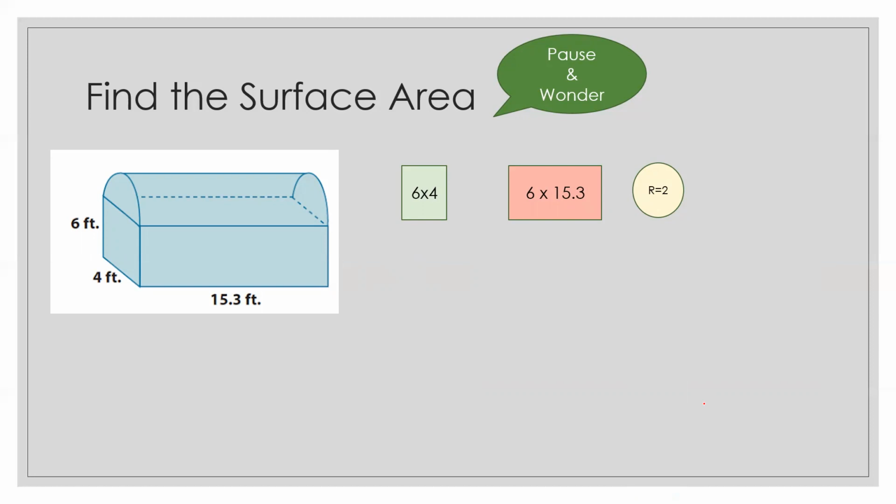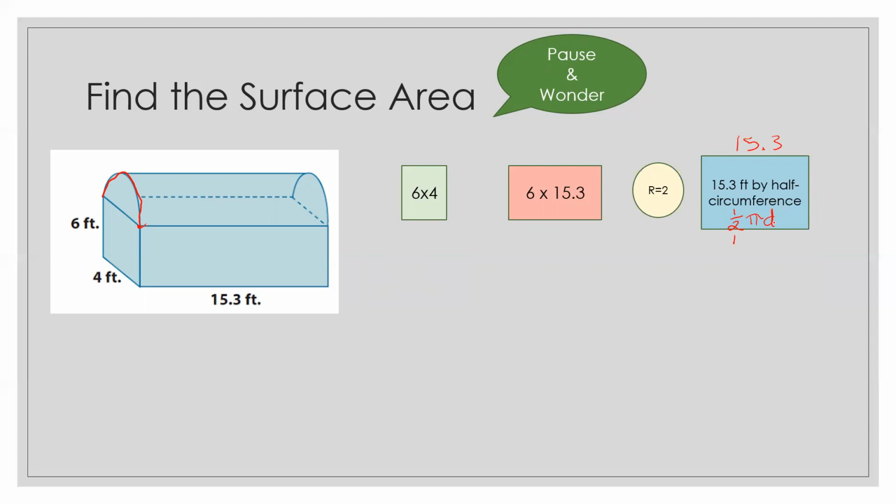If I straighten that out, that's going to make a rectangle. And that rectangle has the length of 15.3, and the width of that rectangle goes from here to here, which is half of the circumference. The circumference is pi times diameter, so half of the circumference would be pi r, really.